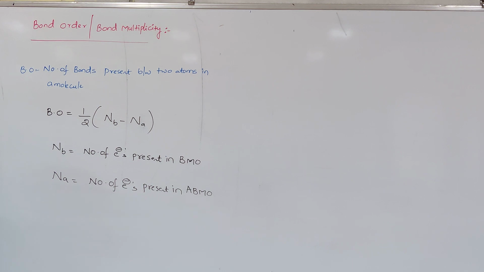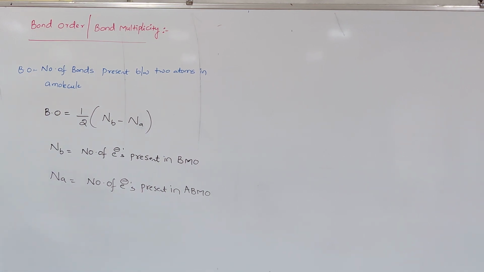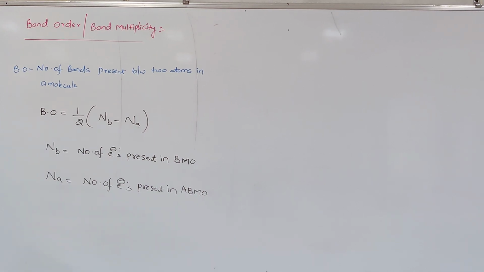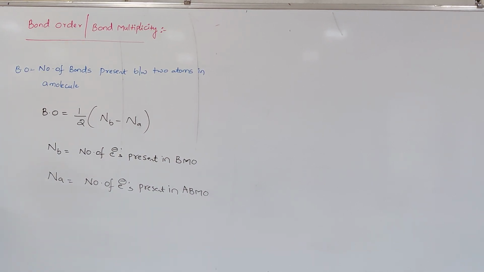If bond order is equal to 1, that is a single bond. If bond order is equal to 2, one sigma bond and one pi bond are present. If bond order is 3, that means three bonds are present between the two atoms: one is a sigma bond, and two are pi bonds. Like that we can determine the bond order.